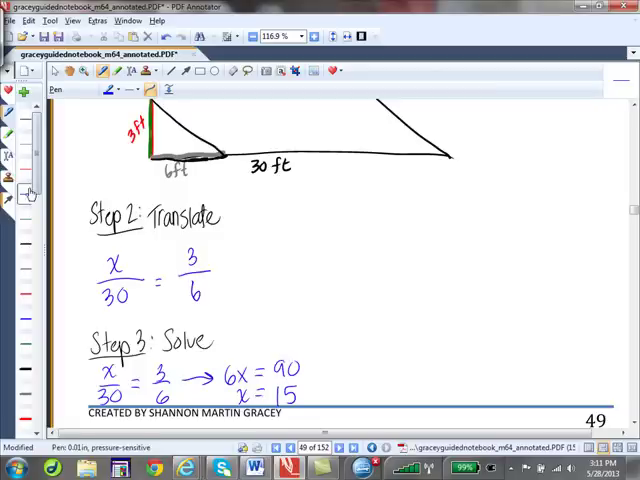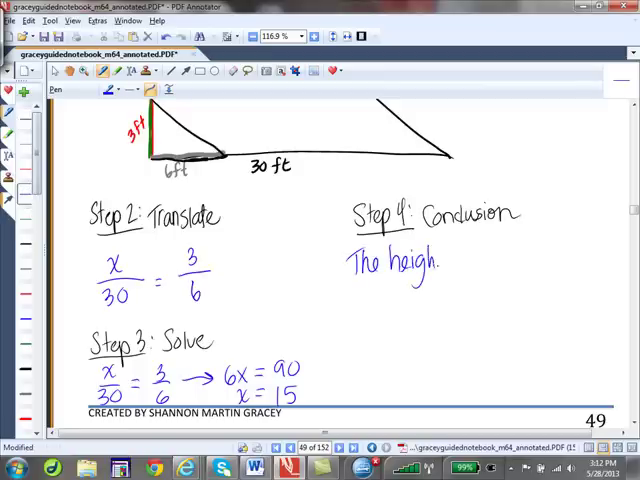So our conclusion, the height of the tree is 15 feet.